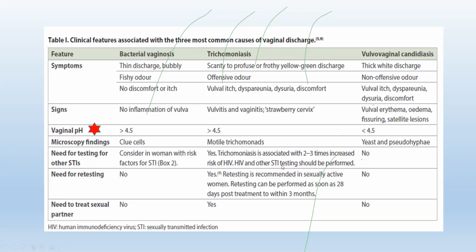So vulvovaginitis, there's a thick, whitish, curdy discharge. Most of the time it is itchy, and there's also inflammation. You also look for fissures, satellite lesions, and the pH is less than 4.5. All right. If you don't have microscopy, no problem. If there's no lab service, no problem. You just do a pH, vaginal pH.